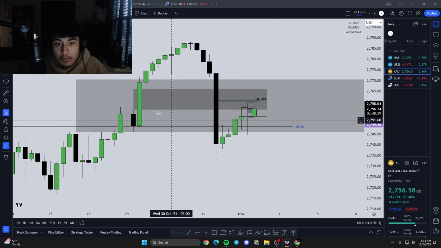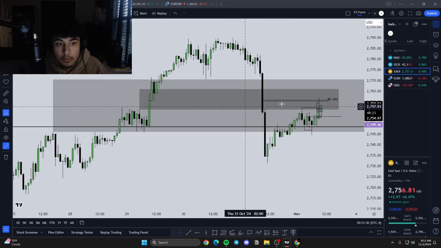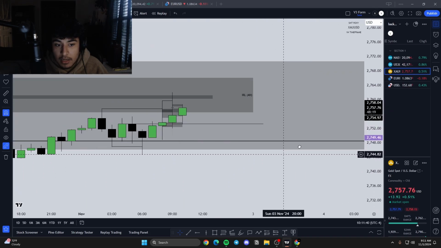On the 4-hour, we have a 4-hour bearish BPR. The 15-minute time frame, we had a 5-minute SIBI there, but on the 1-hour time frame, we have a 1-hour SIBI there we are retracing back up into, and we are sweeping these highs.